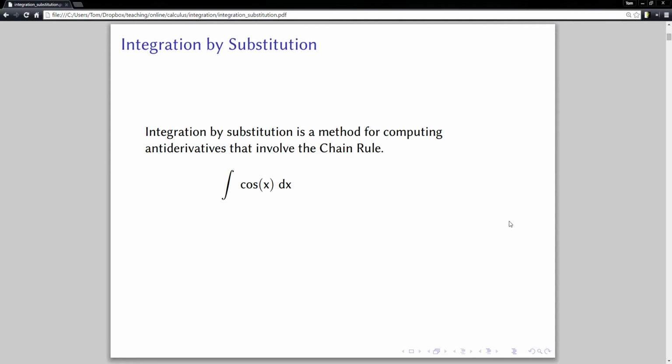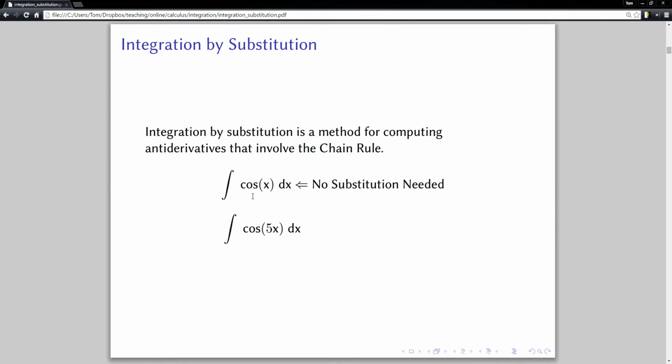We have the integral of cosine x dx, and for that function there's no substitution needed. To take the derivative of cosine x wouldn't require the chain rule, and so it's pretty much the same thing for the antiderivative. I want some function whose derivative is cosine, and that would be just sine of x plus some constant c. So for this integral, there's no substitution needed at all.